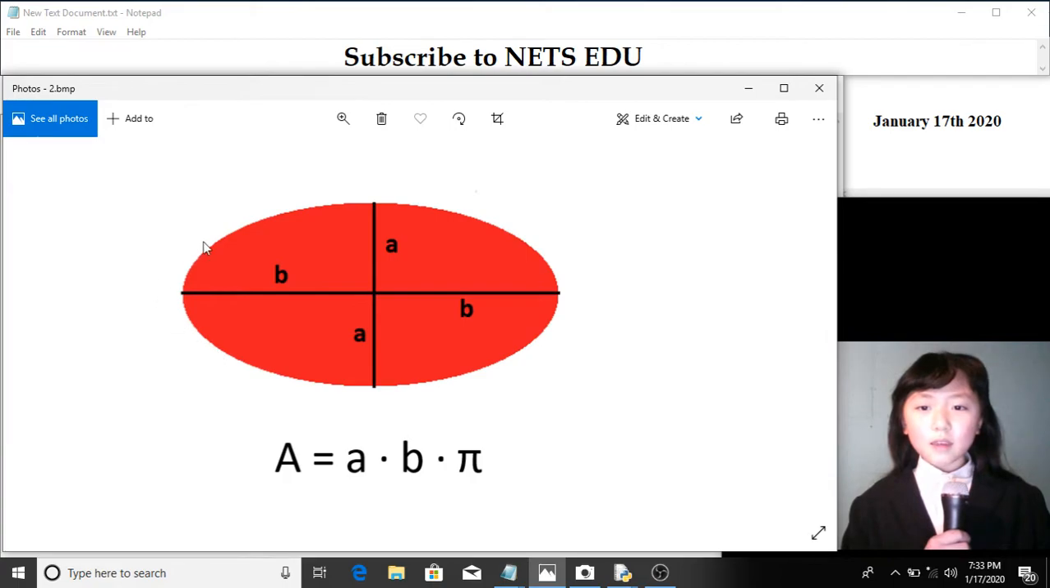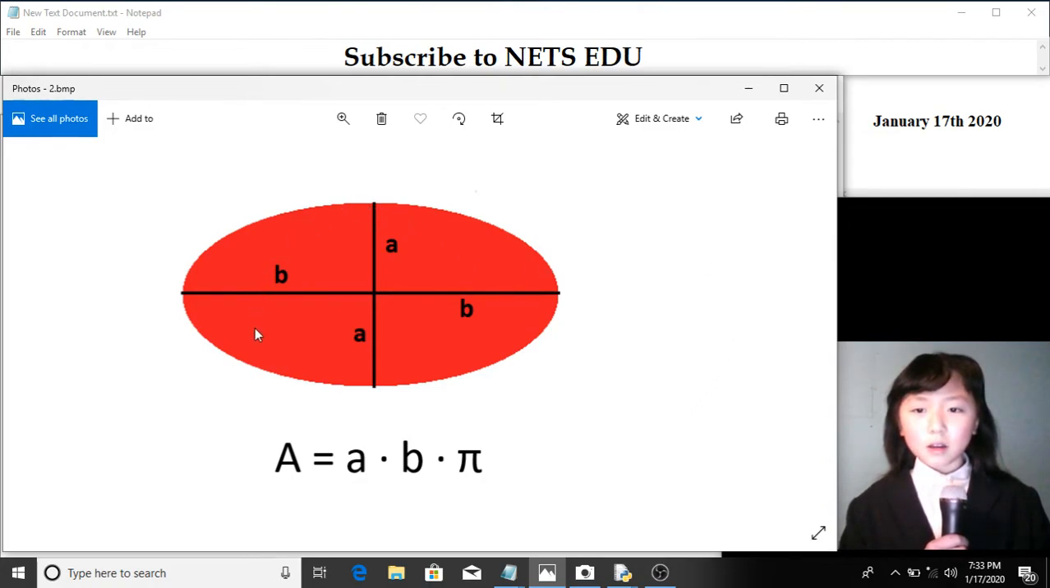Now, in any oval, you see, when we have this middle point, the shortest line over here is the minor axis, and the longest line is the major axis. The area of the oval is equal to the minor axis, A, times the major axis, B, times pi. It is just like a circle.